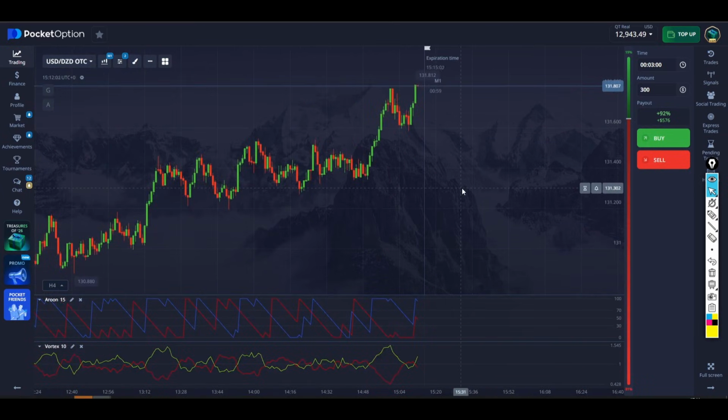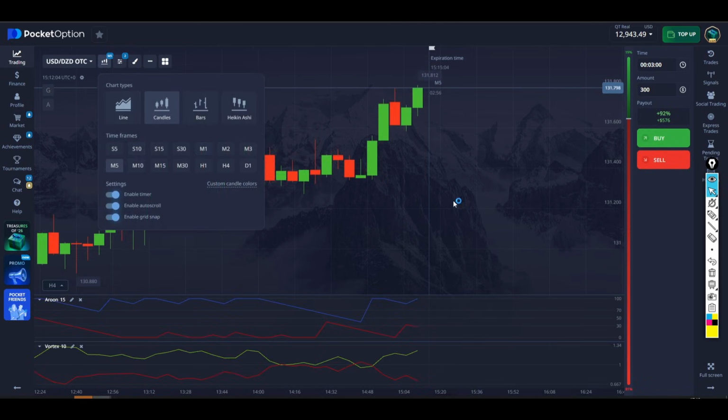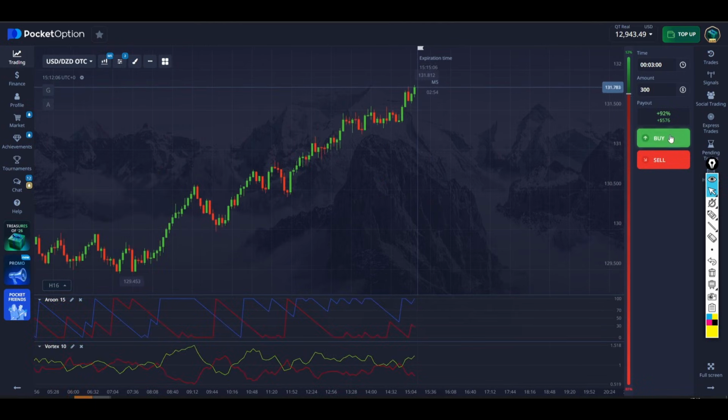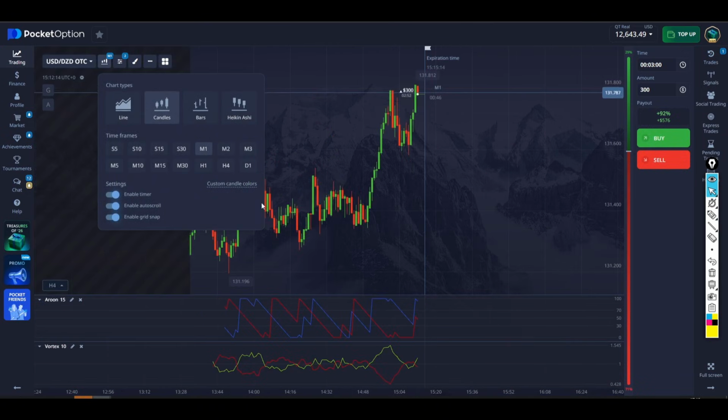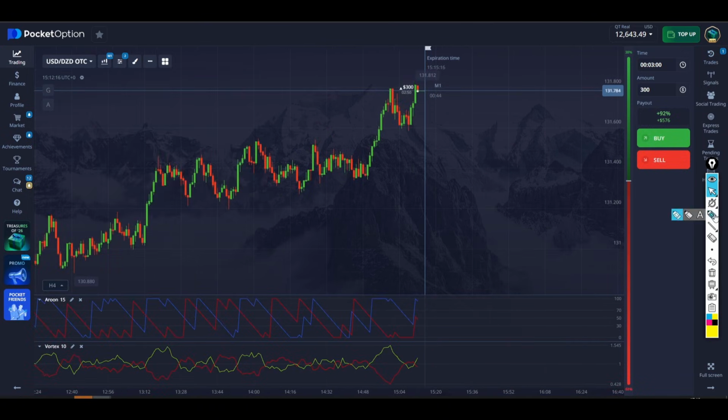The currency pair US dollar Algerian dinar is giving a great setup right now. I'm entering a buy trade. The higher time frame clearly confirms the move, and we can see a strong upward trend developing. On the lower time frame, we've also got a clean wave-like structure heading toward a new high. All indicator signals align for a buy, which is exactly what we want to see.